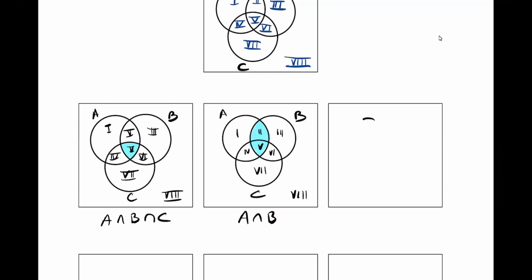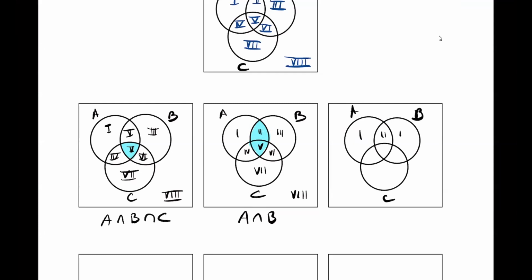All right, let's do the same thing, but this time we're going to do A, B, C, with regions 1, 2, 3, 4, 5, 6, 7, 8. How about A union B? Union, so remember what union means? All together.